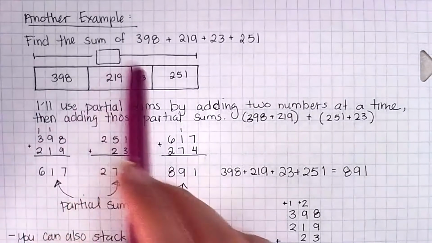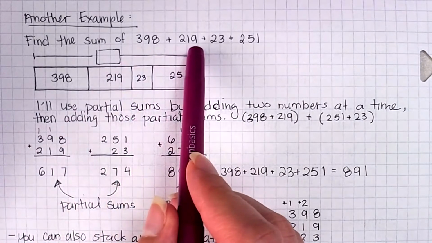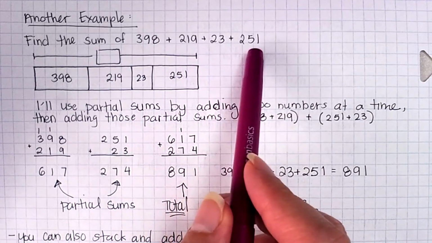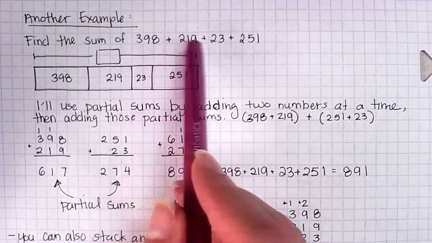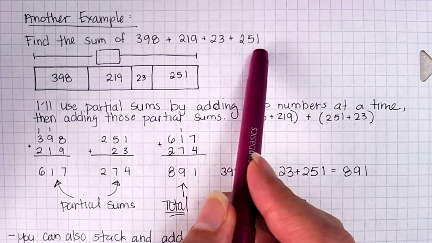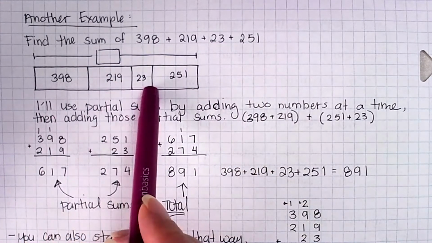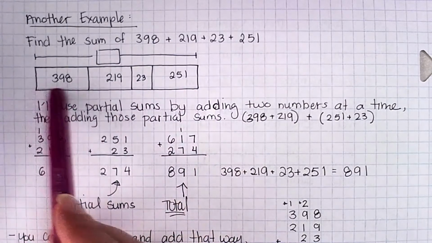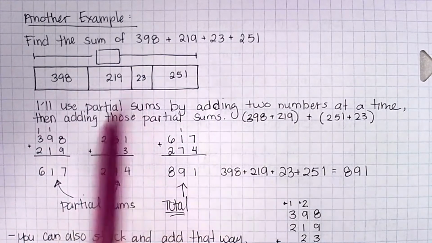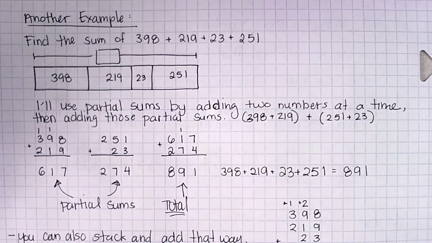Over here, I said, find the sum of 398 plus 219 plus 23 plus 251. So here I have 1, 2, 3, 4 add-ins. Now, I drew a bar diagram. So I put all of my pieces in my bar diagram. Obviously, you'll see some pieces are larger and some pieces are smaller, depending on how much is in them.